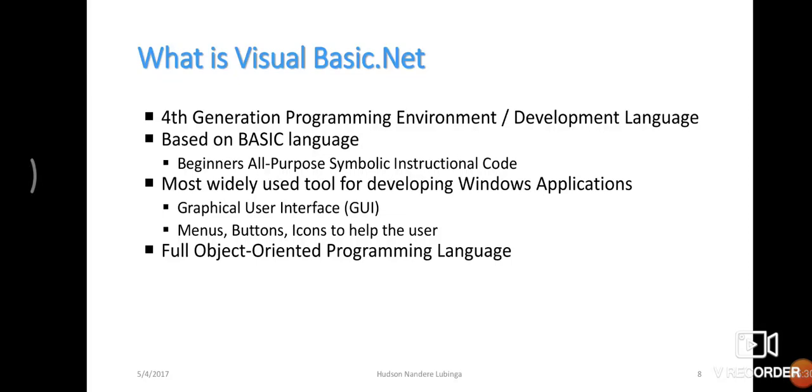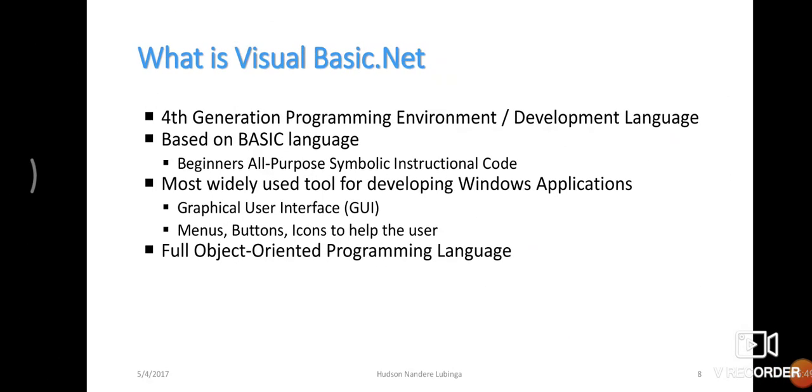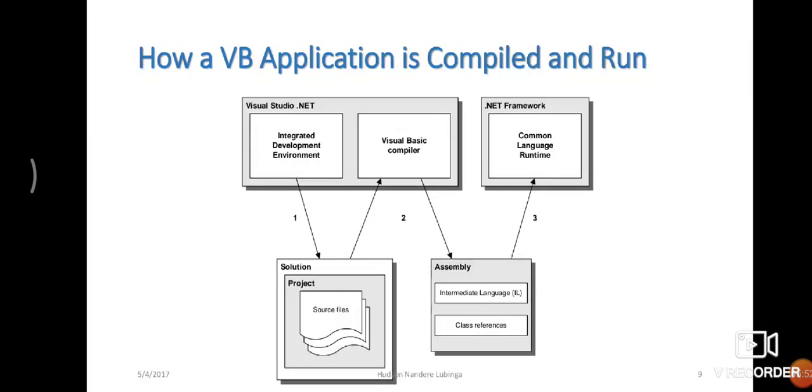So what is Visual Basic .NET? It's a fourth generation programming language based on the BASIC language, meaning Beginner's All-purpose Symbolic Instruction Code, the most widely used tool for developing Windows applications. It provides a great GUI, meaning graphical user interface, and it is based on the object-oriented paradigm.